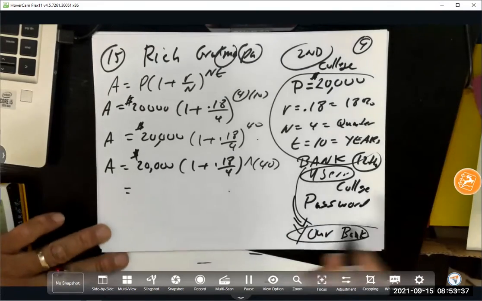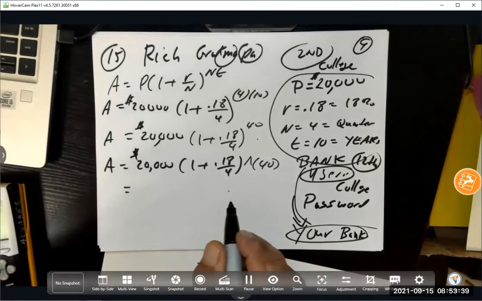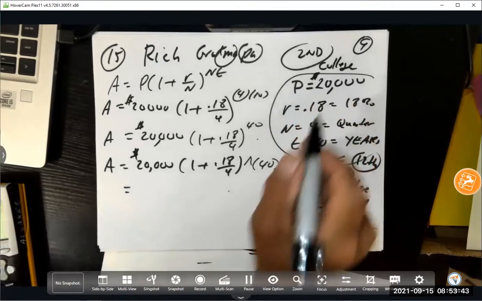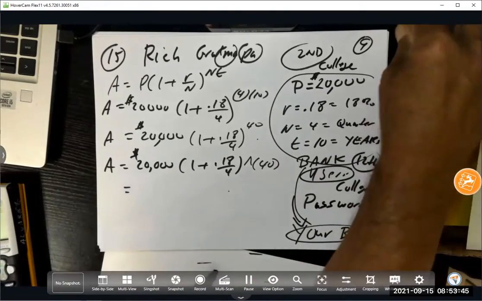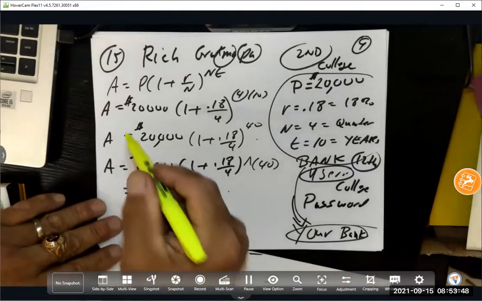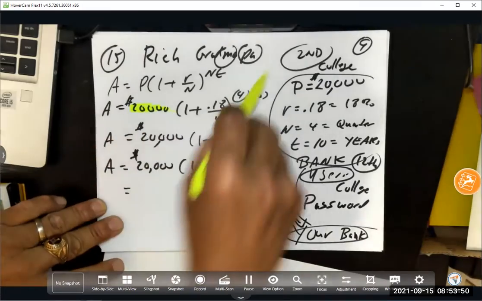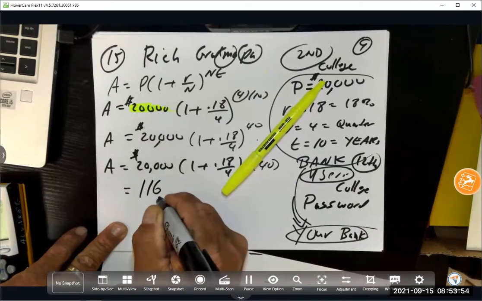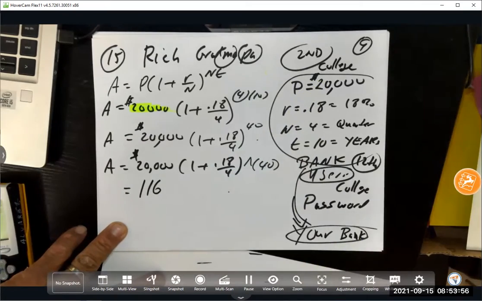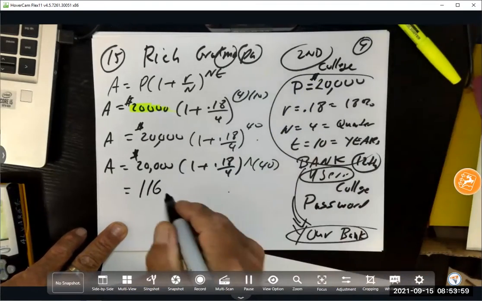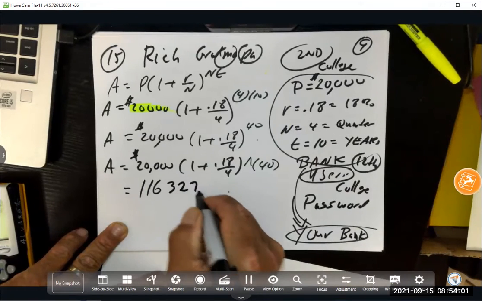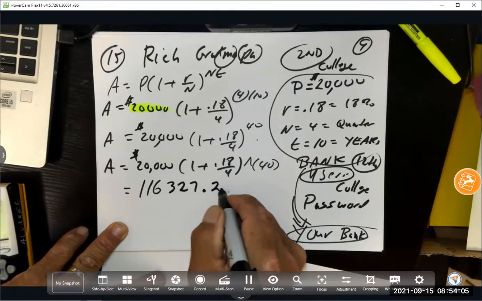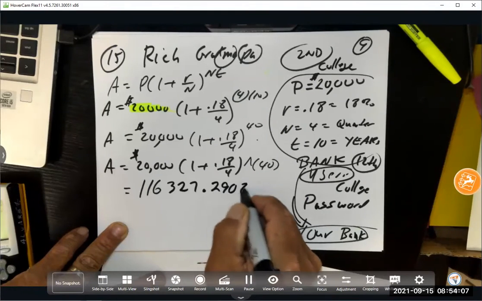Okay. So now, how much do they have in their account? It was 20,000 in the beginning. How much do they have now? Okay, 116,000. Hold on. Let me write it down. Okay, give me a number. 116. 116. What else? 327. 27. 0.2908. Okay, there it is.